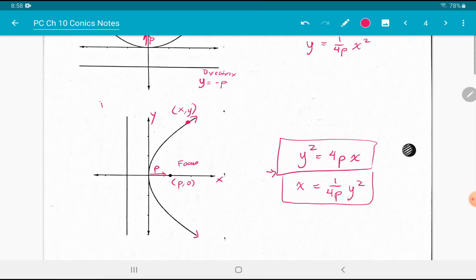And the directrix is no longer a horizontal line, but rather a vertical line. So rather than y equals, we have to call this x equals. And since it's on the other side of the y-axis, that would be x equals negative p. Those are some basic characteristics of parabolas involving the focus and directrix with the value of p.